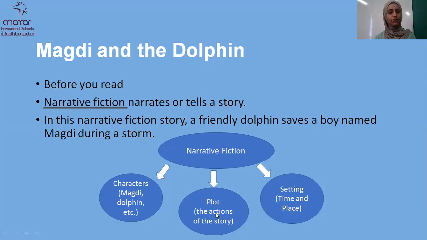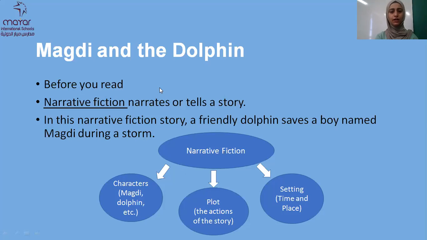You know that we have other elements, but let's focus on these 3. Those are the most important elements of the story or the narrative fiction. Characters. In this story, we have 2 main characters. We have other characters, but those are the main characters. Magdi and the Dolphin. The plot, which is the event of the story, and then we have the setting, the time and the place. Now, while reading, we are going to find these elements in our story.